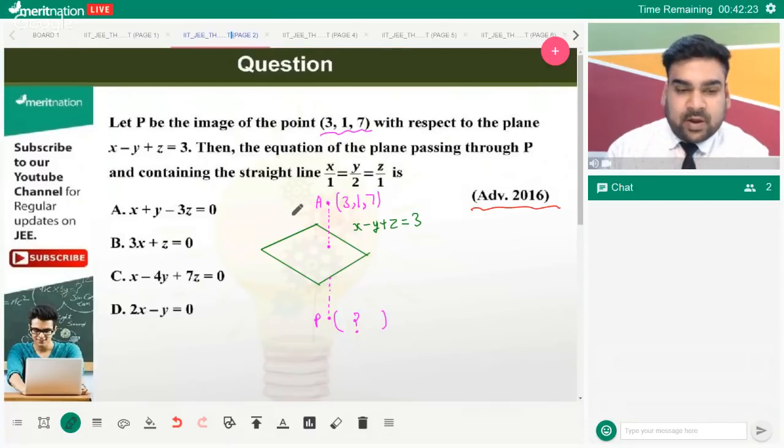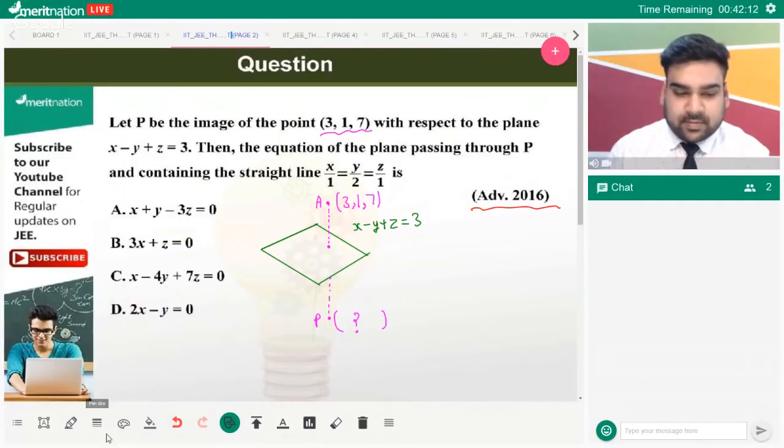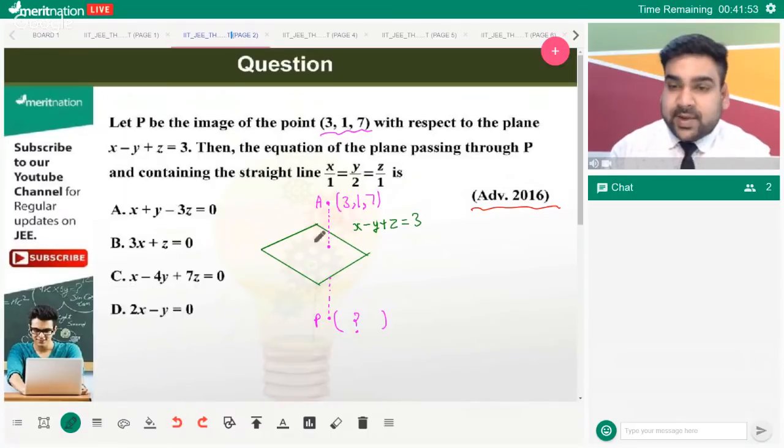After getting the coordinates of this image, we have to find the equation of one more plane, the second plane, which is like this, and this second plane contains the point P. So our first task is to calculate the coordinates of this image P.